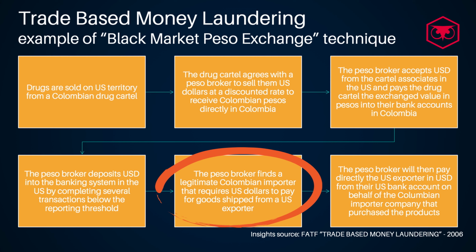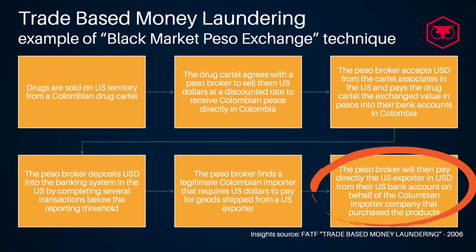Then the peso broker goes to find a legitimate Colombian importer that requires US dollars in order to pay for goods or maybe services that are shipped from a US exporter. At that point, the peso broker will pay the US exporter directly in US dollars from their US bank account on behalf of the Colombian importer company that purchased the products or the services.